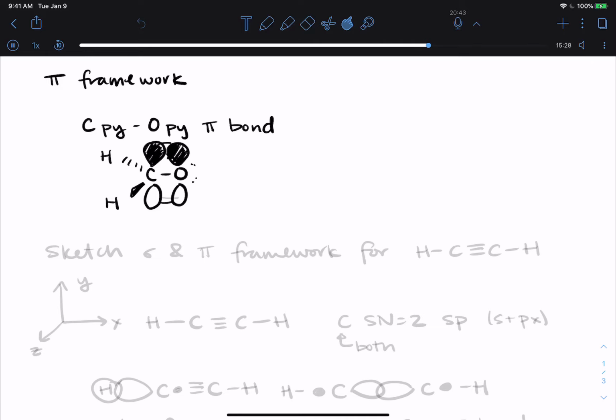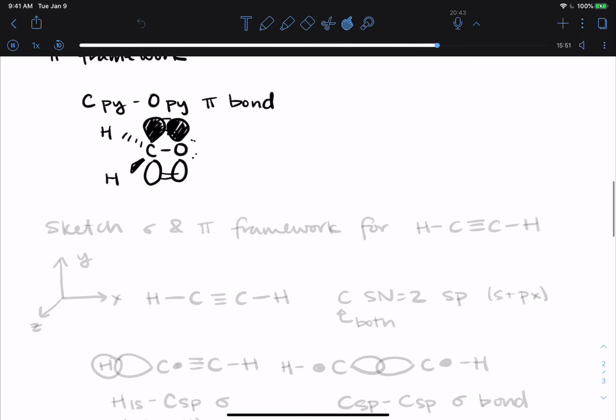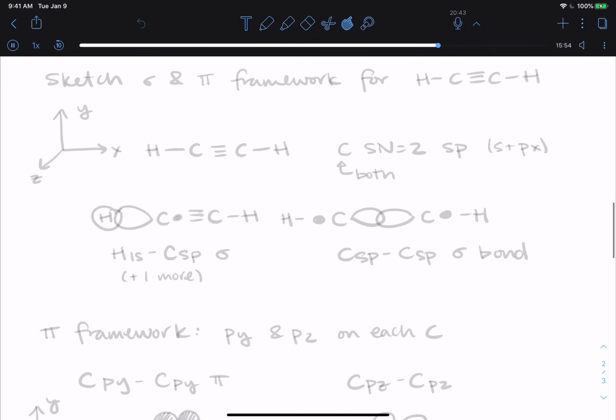And you can see they're side by side, right? So we have them coming together. We have two places that they overlap in order to make this bond, and it is perpendicular to the plane of the actual molecule. All right, so that is CH2O. Let's do one other example really quickly, and we are going to do acetylene. So sketch sigma and pi framework.